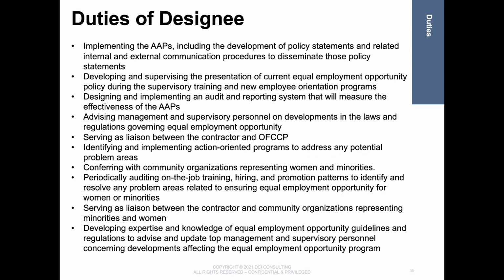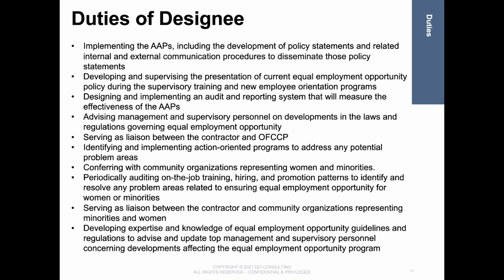Advising management and supervisory personnel on developments in the laws and regulations. So as things change, we're going to let you know, and then you just need to disseminate that out, whatever's important to your company. Serving as a liaison between the contractor and OFCCP. This may not be you. I know a lot of companies that I work with, it's the attorney that's the liaison between the OFCCP and the company, but the attorney doesn't have all the answers, right? So if the OFCCP needs something, the liaison is probably going to come back to you and say, hey, we need to find the following documents, or can you tell me why this happened in the data, etc.